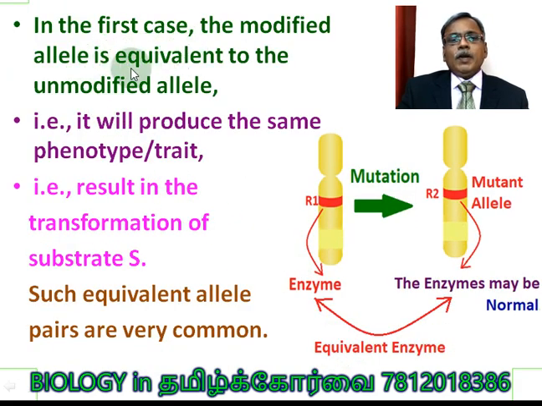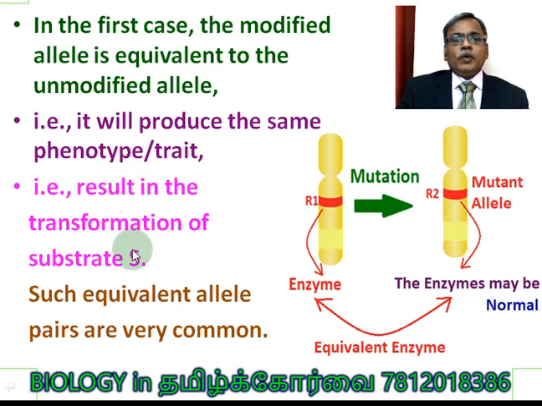In the first case, the modified allele, though it is modified, is able to produce the enzyme which is like the enzyme produced by the unmodified allele. So this is the possibility 1, where we could not find any difference between the expression of R1 and R2, because both produce the normal enzyme, so both convert the substrate into product. So it will produce the same phenotypic trait. We are not able to identify which one is R2 and which one is R1 because both produce the normal enzyme. Even after the mutation there is a possibility, because there may not be any change in the amino acid sequence. So the same enzyme may be produced. That is the possibility 1.